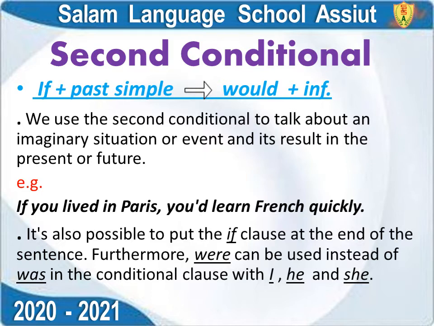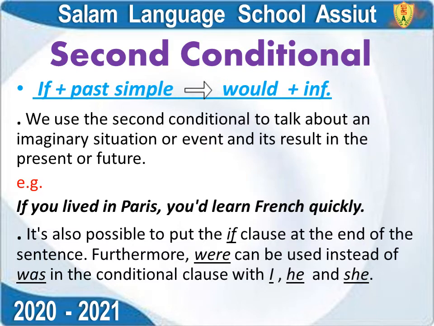Of course you know well the form of the second conditional. It is formed with if plus the past simple, would plus the infinitive, and of course you know that we may use could or might instead of would. The second conditional always deals with an imaginary situation. It is about something which is unlikely to happen. It refers to the present. Although you find past simple in the form, it refers to the present or future.